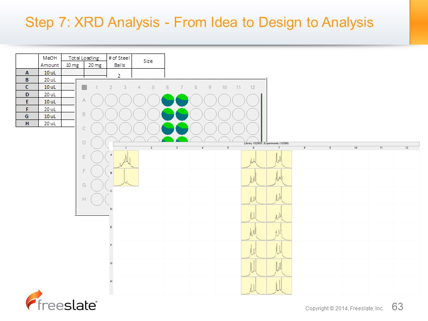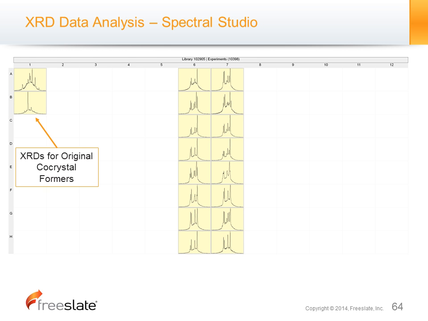So here's a visual illustration from idea to design to analytical. You can see from the idea here to the library design, and then to all the final XRDs we get from the Bruker instrument. In this case, you can see here not only do we have columns 6 and 7, which are part of the design, but also XRDs from the original co-crystal formers. We actually put them in the same library for comparison and overlaying purposes.